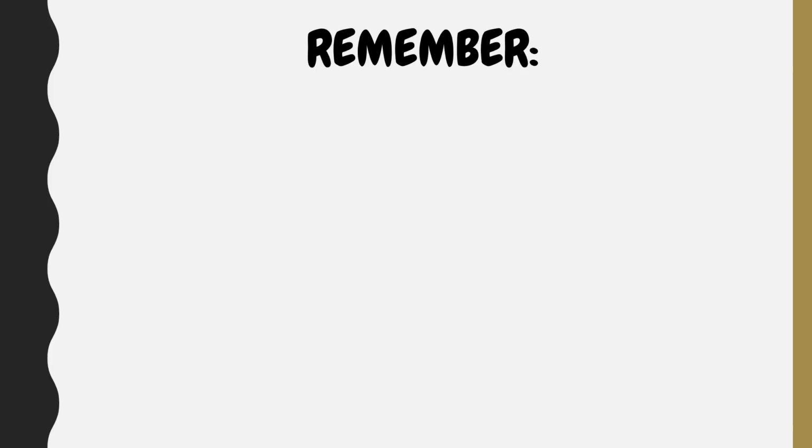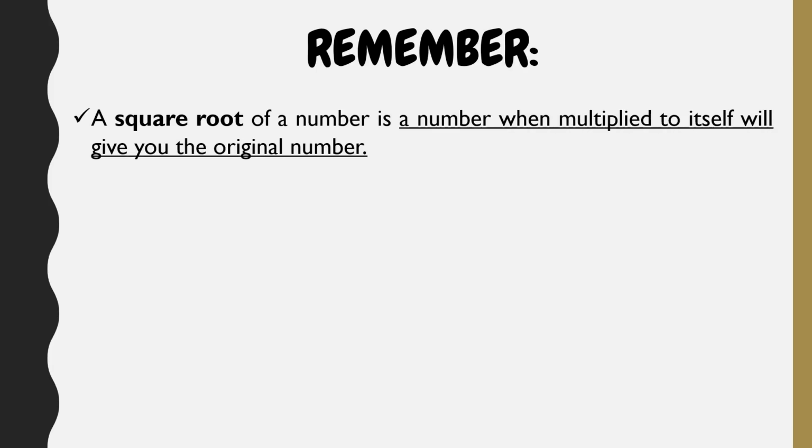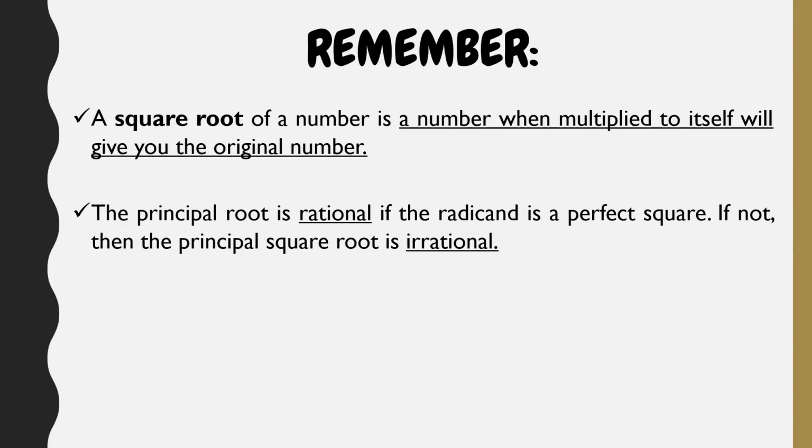So let us now summarize what we have learned in this lesson. A square root of a number is a number when multiplied to itself will give you the original number. So kapag sinabing square root, halimbawa square root of 4, ang sagot sa square root of 4 is 2 because 2 times 2, 4. Ganon din sa ibang numbers. The principal root is rational if the radicand is a perfect square. If not, then the principal square root is irrational. Again, kapag hindi sakto ang sagot, ibig sabihin, iyon ay nabibilang sa irrational numbers.